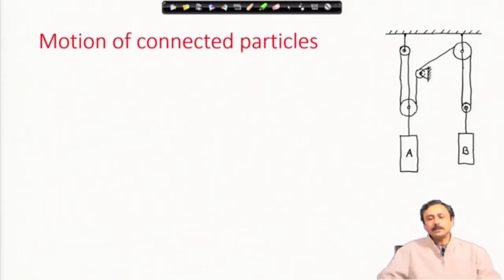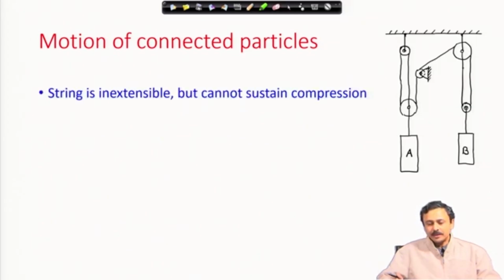Next we are going to look at motion of connected particles. Here I have an example where two blocks A and B are connected by inextensible strings or cords, and these cords are inextensible, but they cannot sustain compression. Therefore, if these cords can be kept in tension, then the motion of A and B are related.